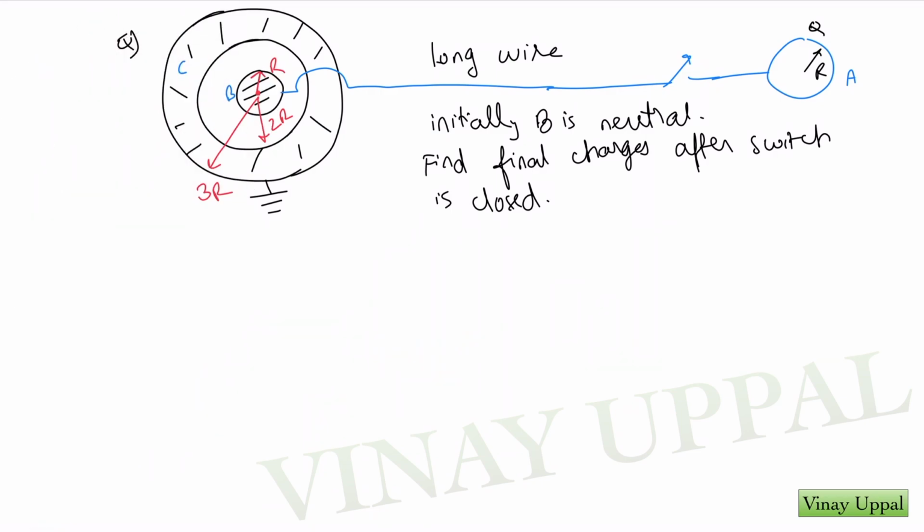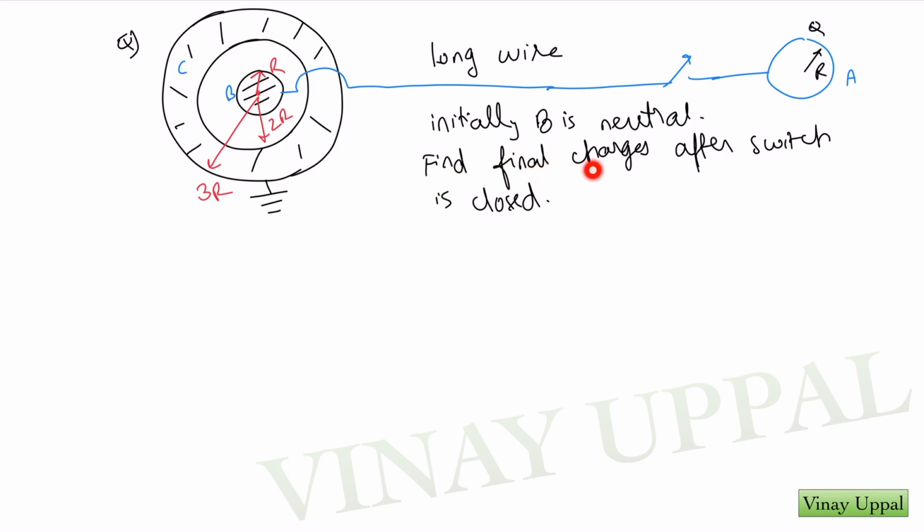Now let's do another question. So I have a sphere A, which is a metal sphere given charge Q, and I have a metal sphere B, which is initially neutral, and this sphere is connected by a long wire to sphere A via a switch, which is initially open. And then sphere B is concentrically placed inside a spherical shell C. So the radius of sphere B and sphere A is R, and the inner surface radius of C is 2R and the outer surface radius is 3R. And the spherical shell C is connected to Earth.